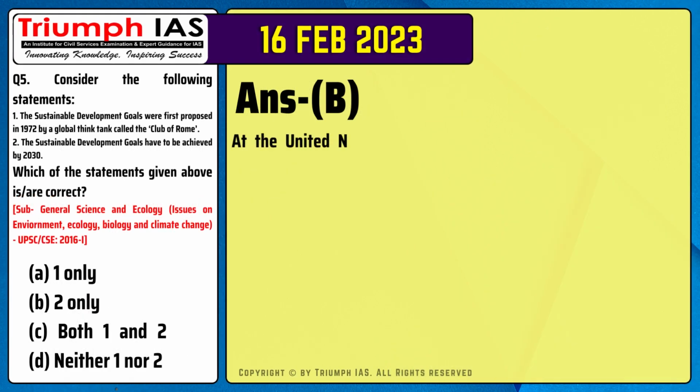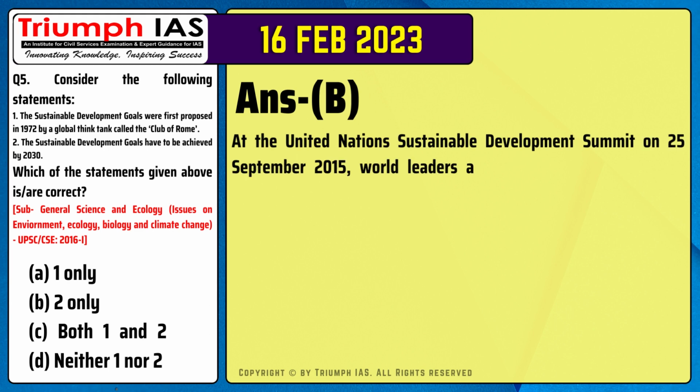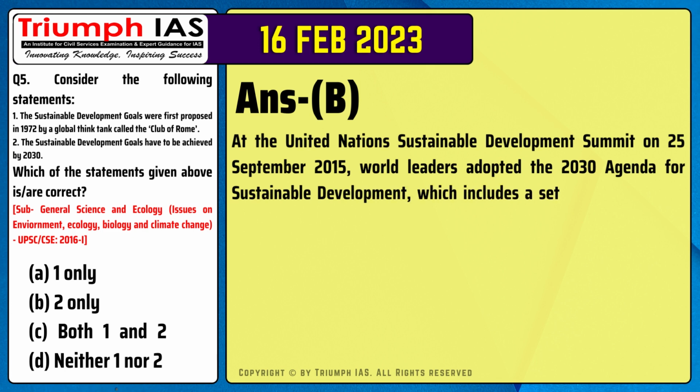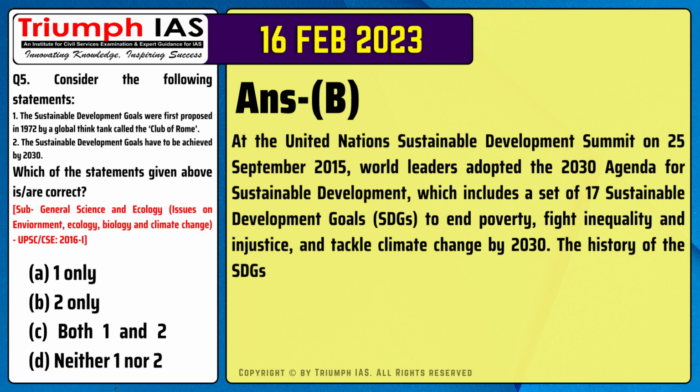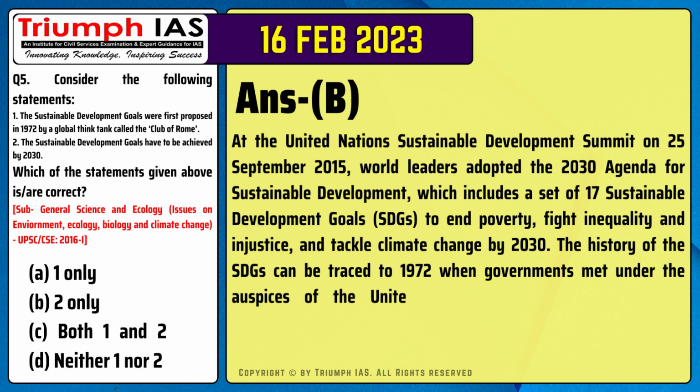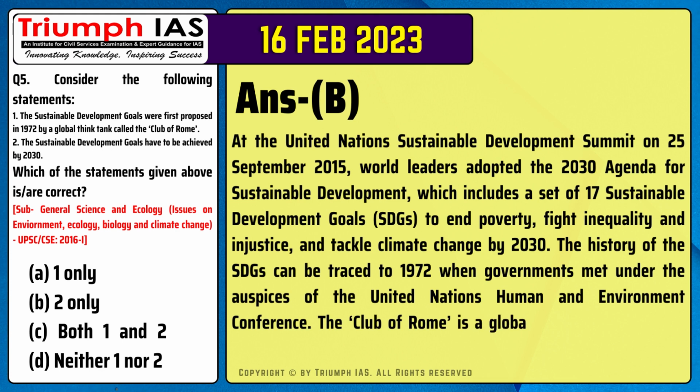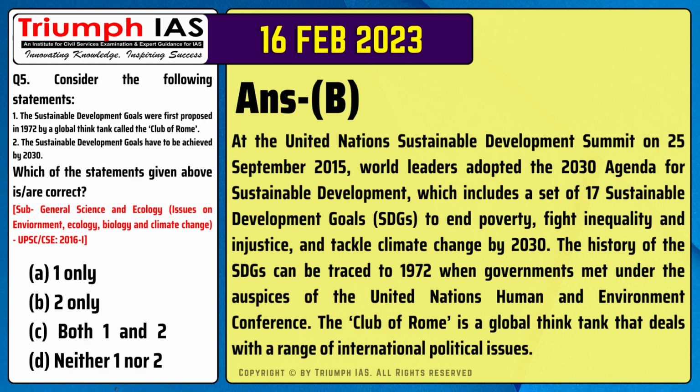The answer is B. At the United Nations Sustainable Development Summit on 25 September 2015, world leaders adopted the 2030 Agenda for Sustainable Development, which includes a set of 17 Sustainable Development Goals to end poverty, fight inequality and injustice, and tackle climate change by 2030. The history of the SDGs can be traced to 1972 when governments met under the auspices of the United Nations Human and Environment Conference. The Club of Rome is a global think tank that deals with a range of international political issues.